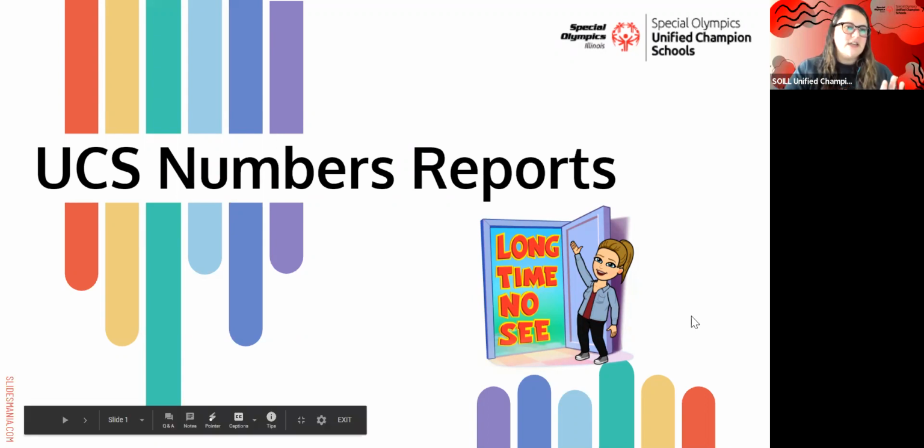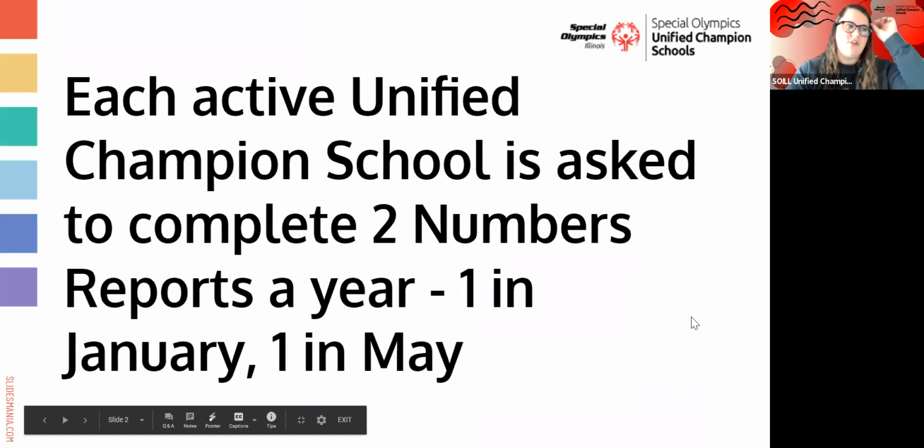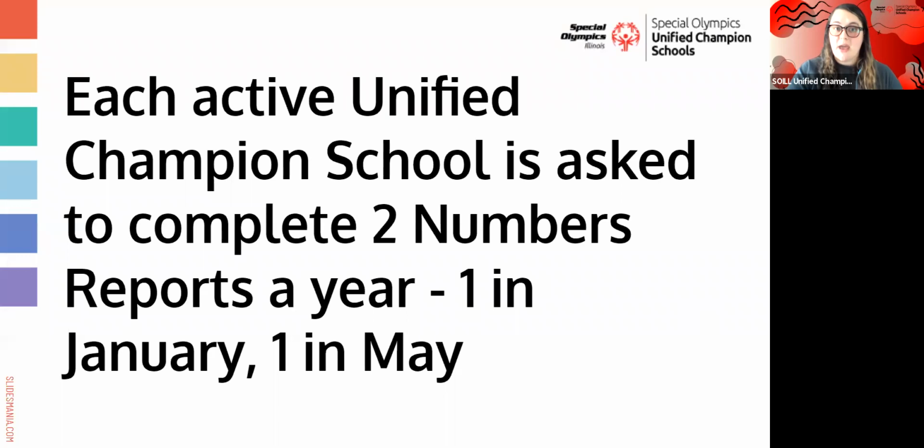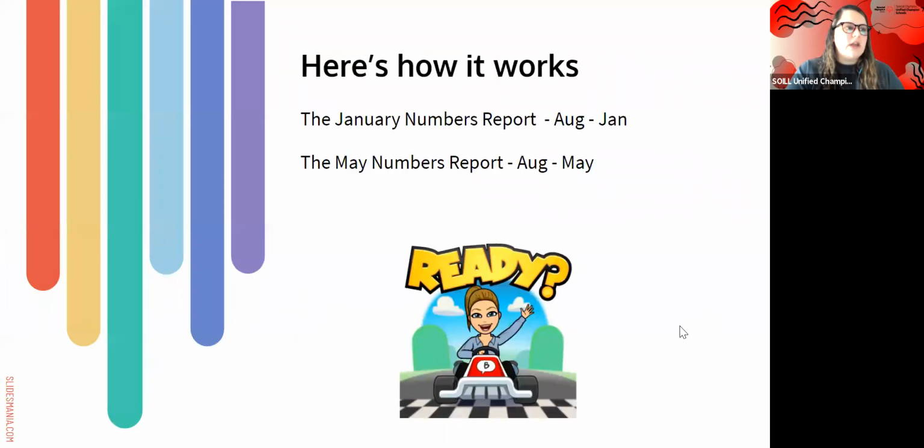So let's start at the beginning. Each active unified champion school is asked to complete 2 numbers reports, one in January and one in May. That is one of the requirements when you sign on as a unified champion school. The forms typically are just put a number in each box, and that's very similar to this year, but there's also a couple other components to the questions that we'll review. We get a little bit more in depth with this one, but it's a shorter form, which is really exciting.